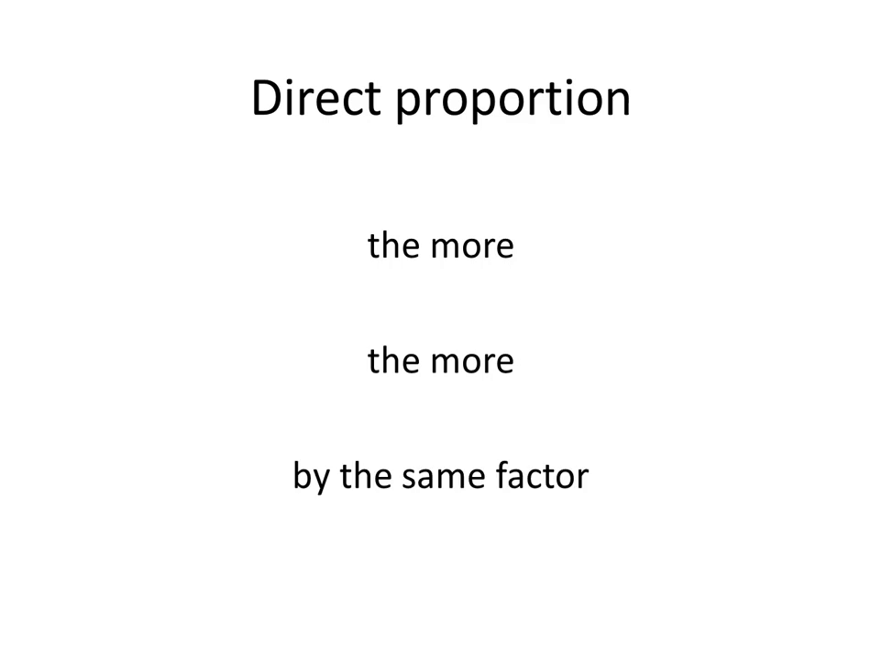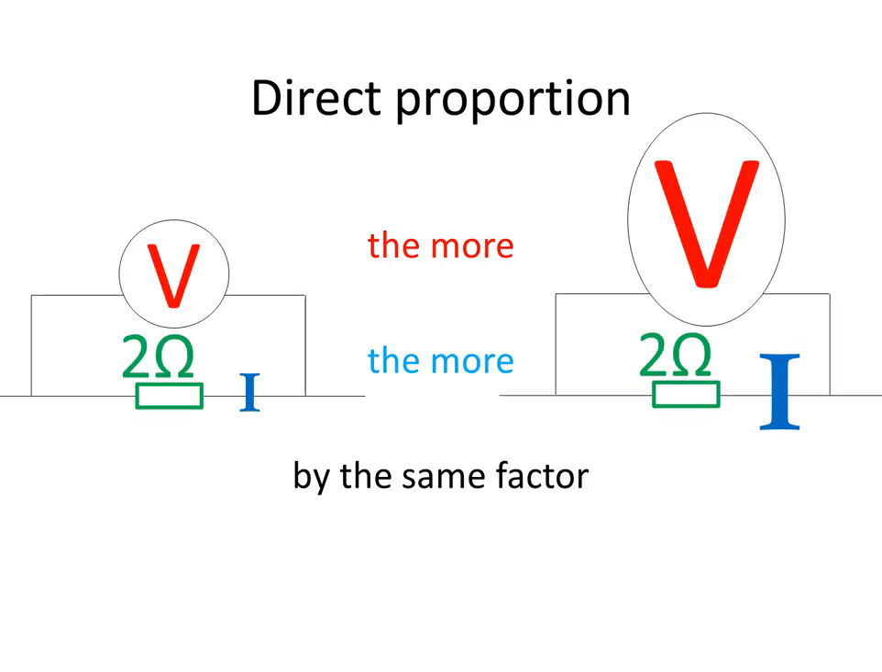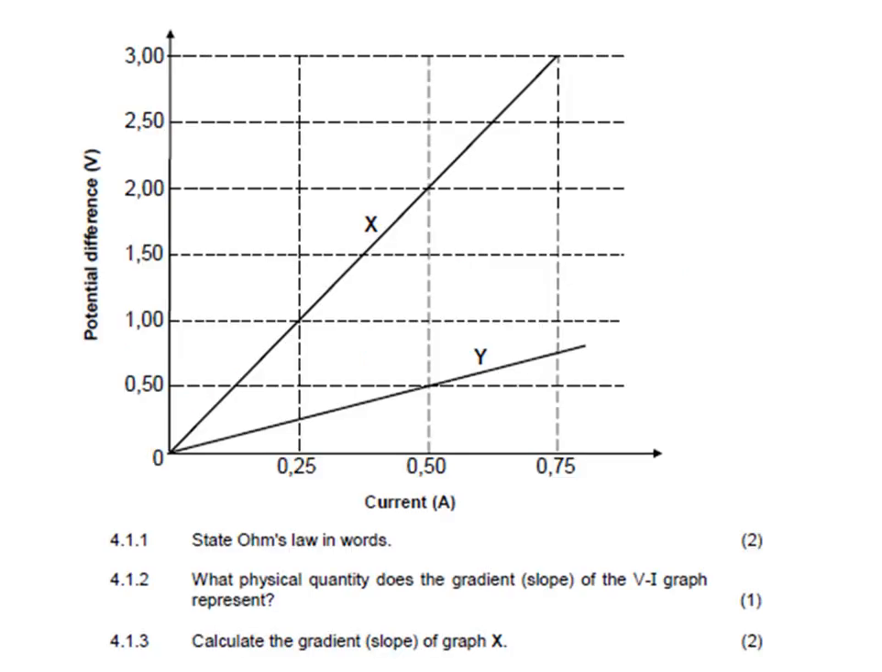Now remember that direct proportion means the more by the same factor. As one variable is increased, the other increases too by the same factor. So if the potential difference across an ohmic resistor is doubled, let's say, then the current strength through it would also be doubled. By whatever factor the potential difference is increased, the current strength would increase by that same factor. And direct proportion results in a straight line graph when we plot the two variables against one another. And that's what we see here.